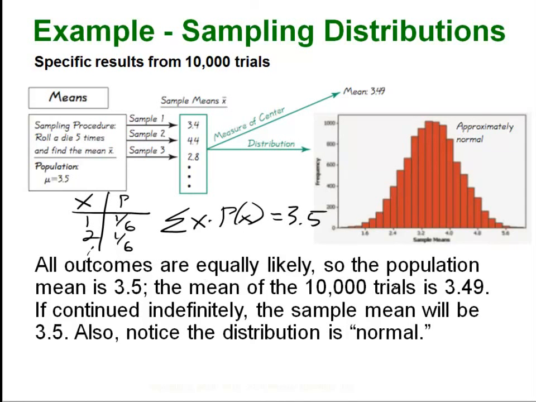The mean of the 10,000 trials that this computer software ran for us got 3.49, which is pretty darn close. And the idea is if we continued indefinitely, instead of just doing 10,000 trials, we did infinitely many trials, then the mean of our samples would end up being perfectly 3.5. And also notice that the distribution of our sample means is normal, even though the distribution of the parent population is uniform. This is a uniform distribution because each one of them has a 1/6 probability.